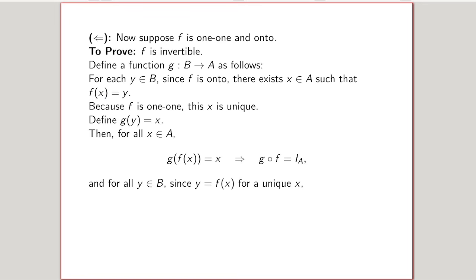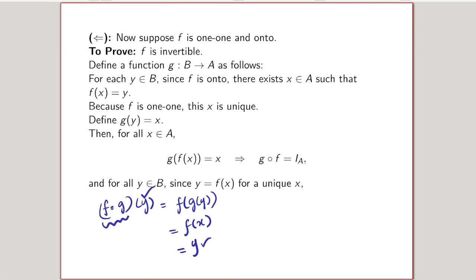Similarly, if we take F composition G of Y, this can be written as F of G of Y, and we know that G of Y is X, so we can write it as F of X, and F of X value is Y. So observe that F composition G maps every element in B to itself. So F composition G will be the identity map on B.